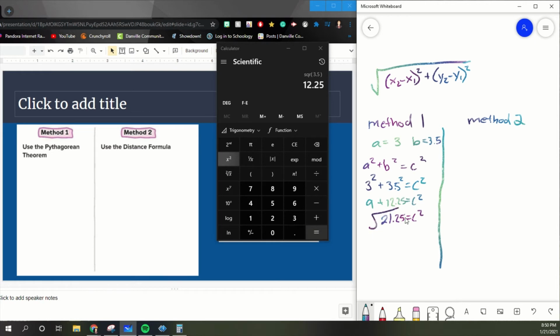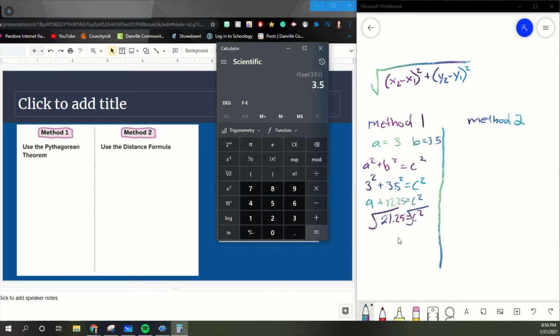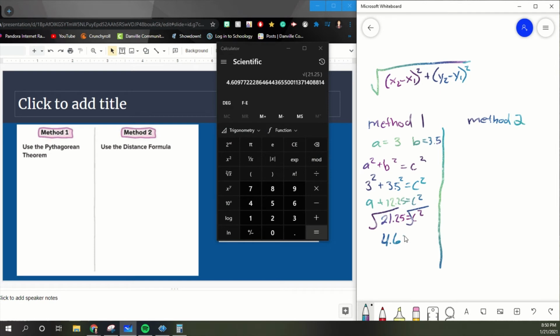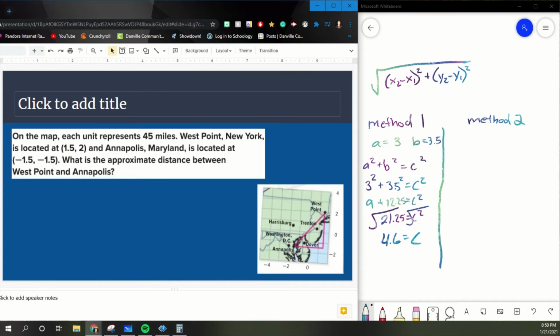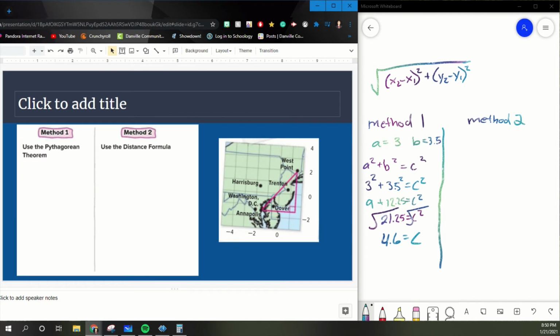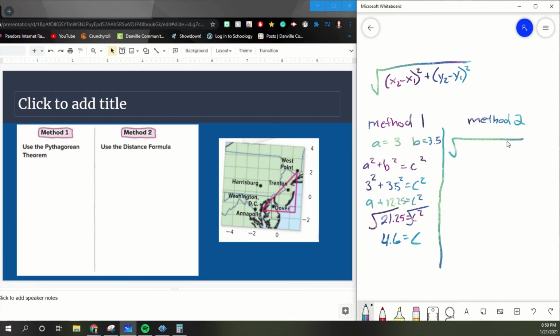So now we need to take the square root of both sides. I need to take the square root of 21.25. And now we get 4.6. Now notice 4.6 is the units, not the total miles, because remember on that last slide it said that each unit represents 45 miles. But let's go ahead and use the distance formula and see if this is different or the same.